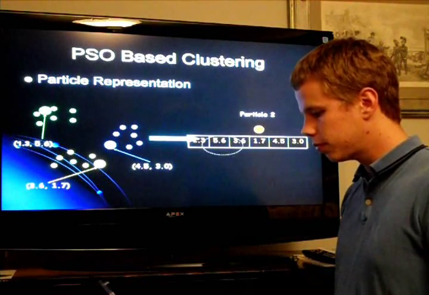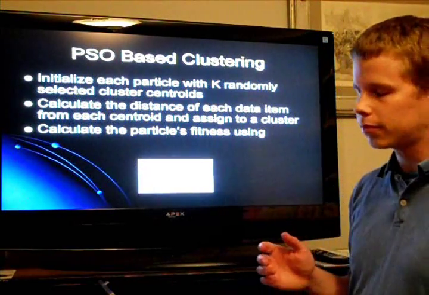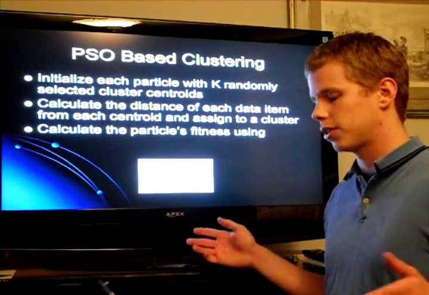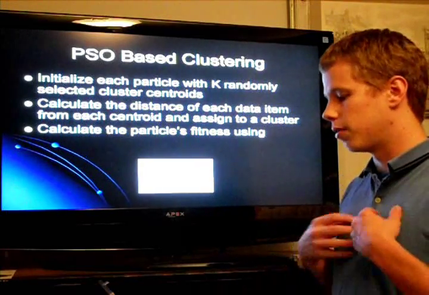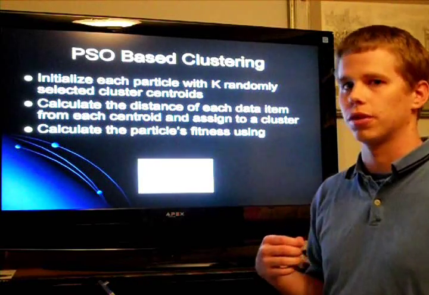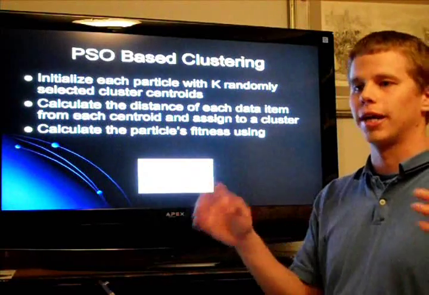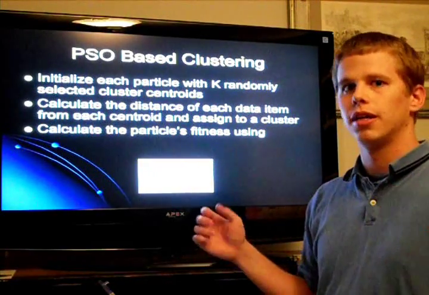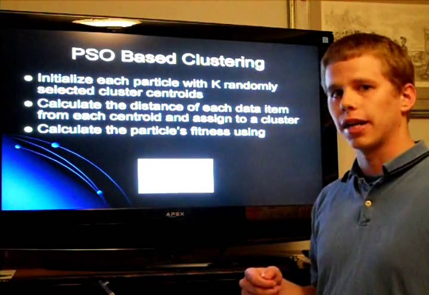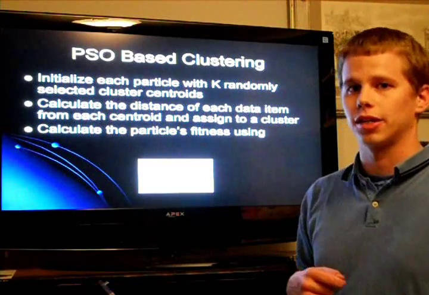So here's a little method of how you go through PSO-based clustering. First you'll start, well in my particular instance, you start each particle with k randomly selected cluster centroids. And what I did for my particular algorithm is I just randomly chose a data point in the data set, and I chose that to be the cluster centroid.